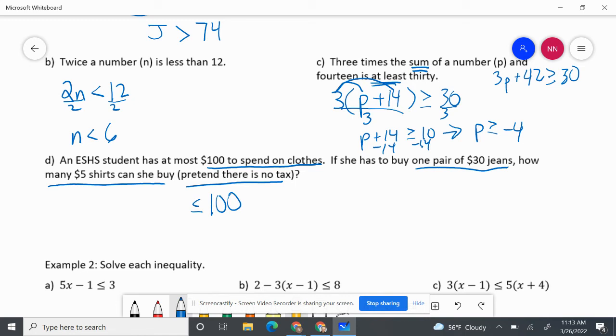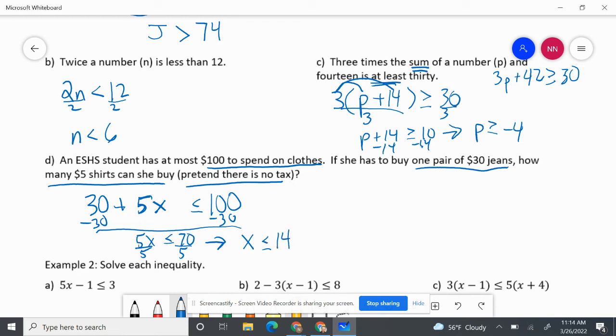She has to buy one pair of jeans, so we know she's spending $30. We don't know how many shirts, so I'm just going to use x. S would make more sense for shirts, but my S's and 5s look the same, so I'm going to use an x that's a little easier for me to distinguish. I'm going to subtract 30 in order to solve this, and I get 5x is less than or equal to 70. I'm going to divide by 5, and when I divide 70 by 5, I end up with 14.